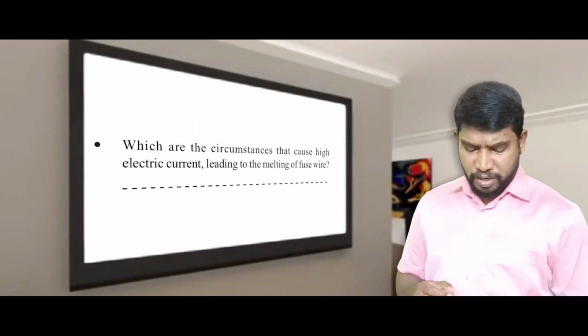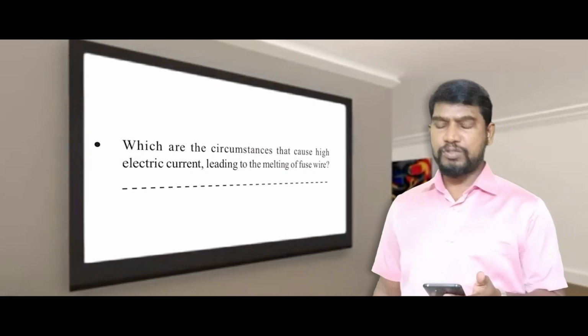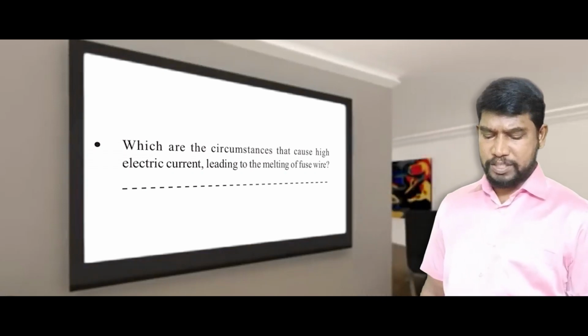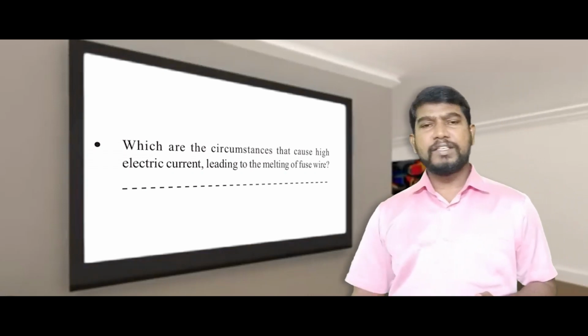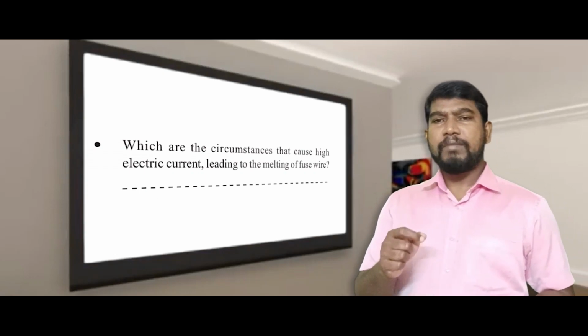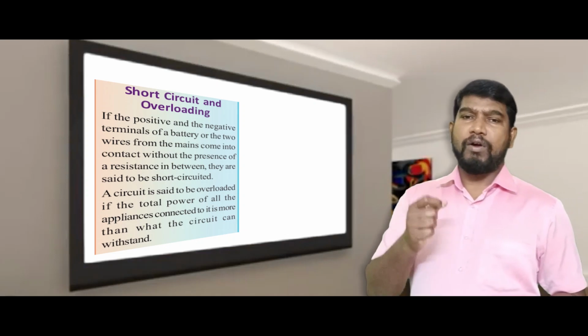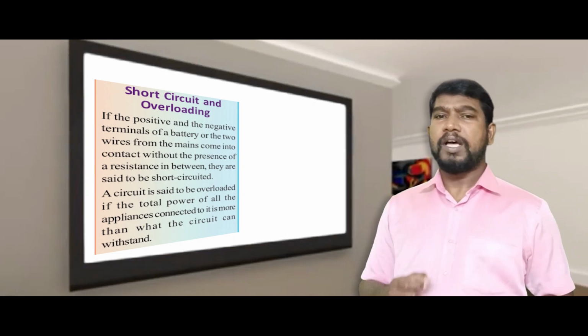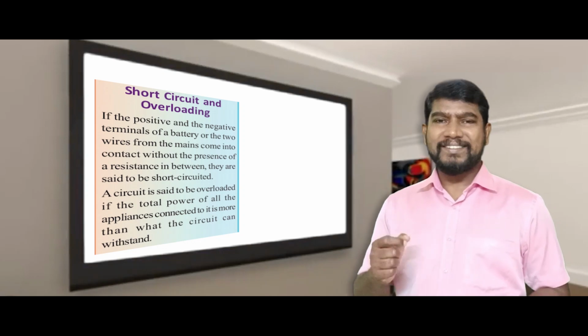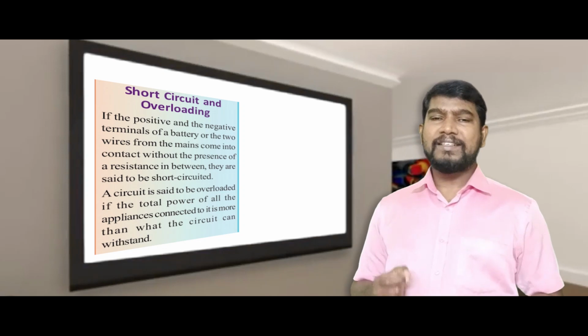Then we have a question in our textbook: which are the circumstances that cause high electric current leading to melting of the fuse wire? That is a very important thing. Which are the two conditions where high current comes in the circuit? You should remember two names. The first one is short circuit and the second is overloading. These are the two situations where excess current comes to the circuit.